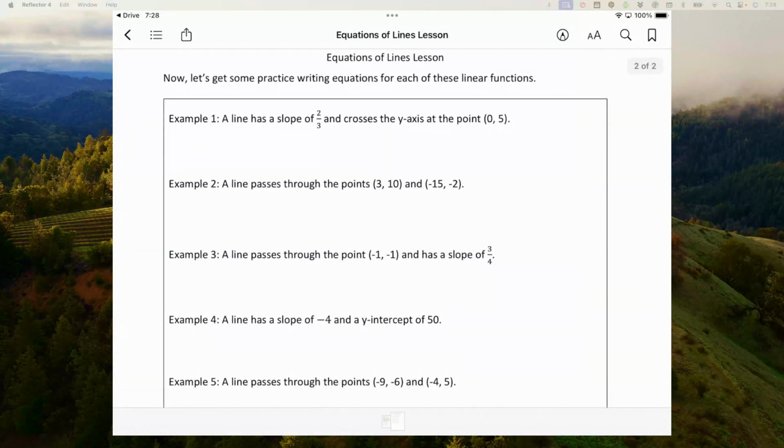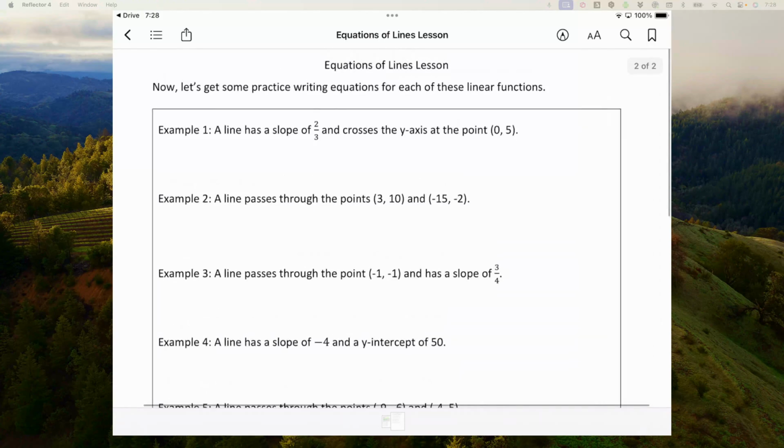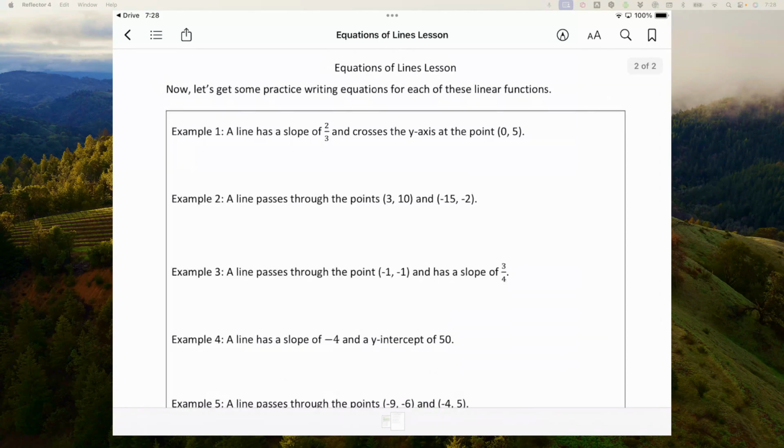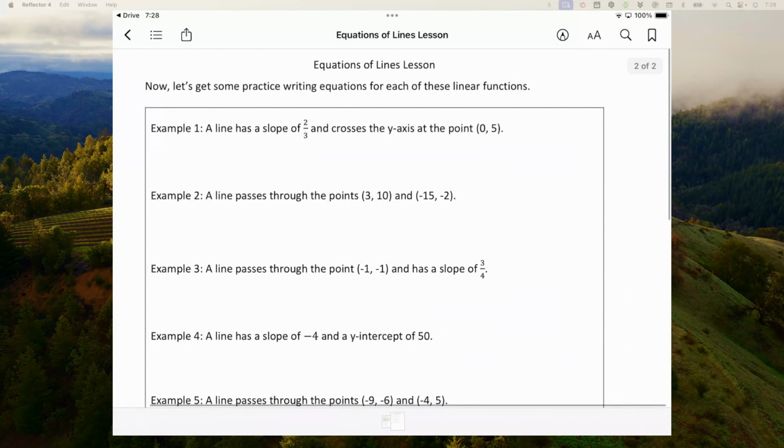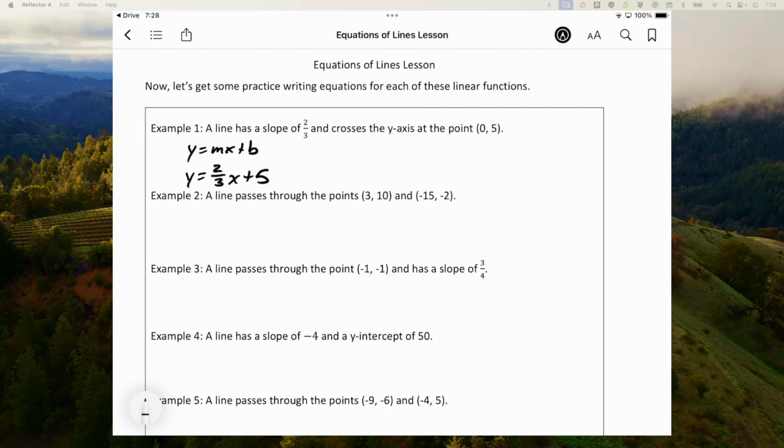On the back, we'll get some practice writing equations that match these functions. For the first one, we actually already did that, and we knew that it was going to be in the form y equals mx plus b. So we would have y equals 2/3 x plus 5.